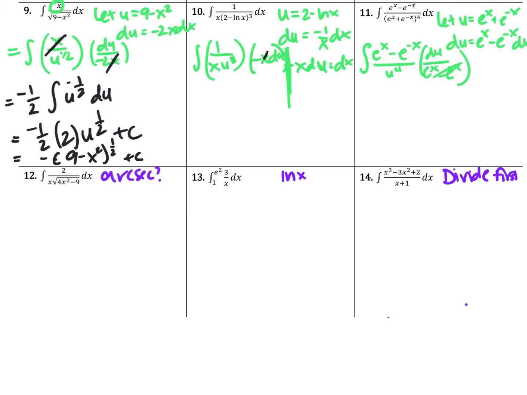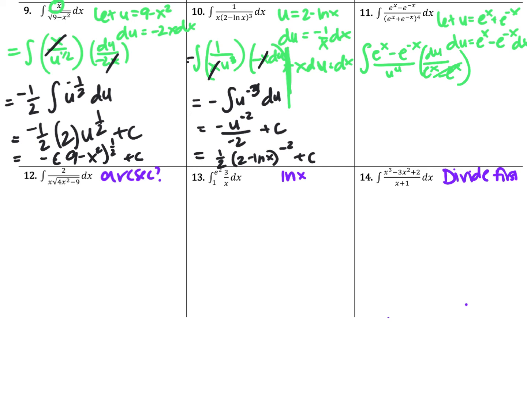On number 10 here, these x's are going to divide out. So this is going to be negative the integral of u to the negative 4th du. Sorry, u to the negative 3rd du. So if we integrate that, negative u to the negative 2nd divided by negative 2 plus c. And if we substitute back in, this is going to be 1/2 times 2 minus ln of x to the negative 2nd power plus c.